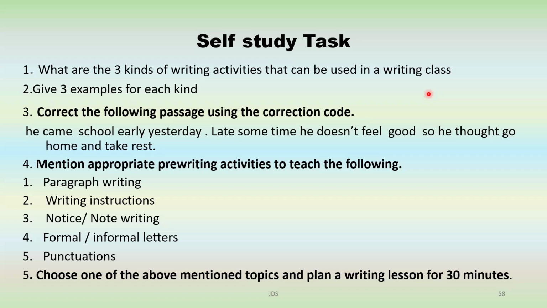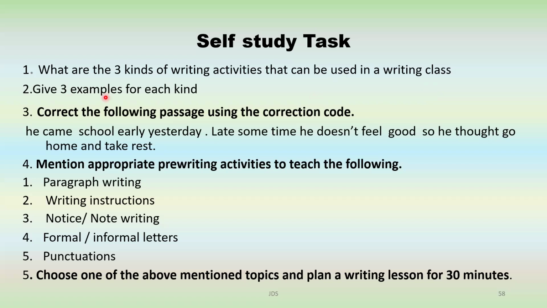You don't need to give 3 examples. Just give me 1 example for a controlled activity. Guided writing, very good. Guided writing, listing, jumble sentence, copy. Yeah, copywriting, right?